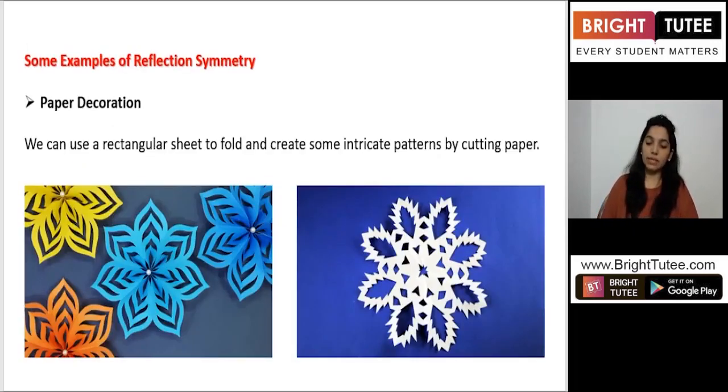It says some examples of reflection and symmetry. Here you can see the images of paper decoration. This is one of the favorite arts that I used to do when I was in school. What you do here is take any piece of paper and make several folds of it. Keep folding horizontally, then vertically, then again horizontally. Just keep on making several folds, and then from the corner make some cutouts.